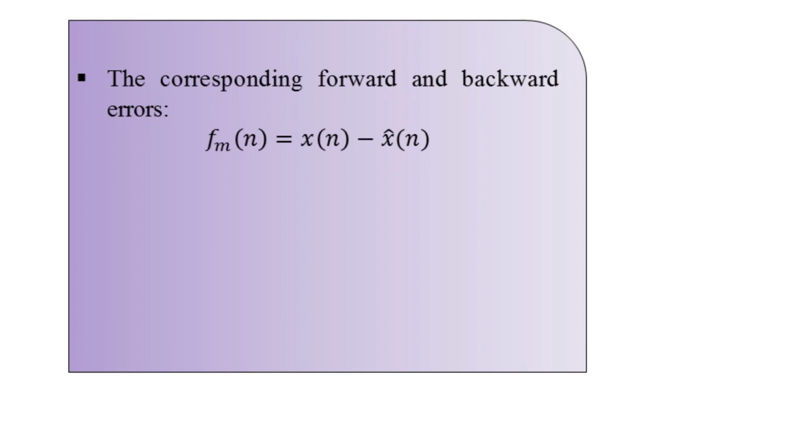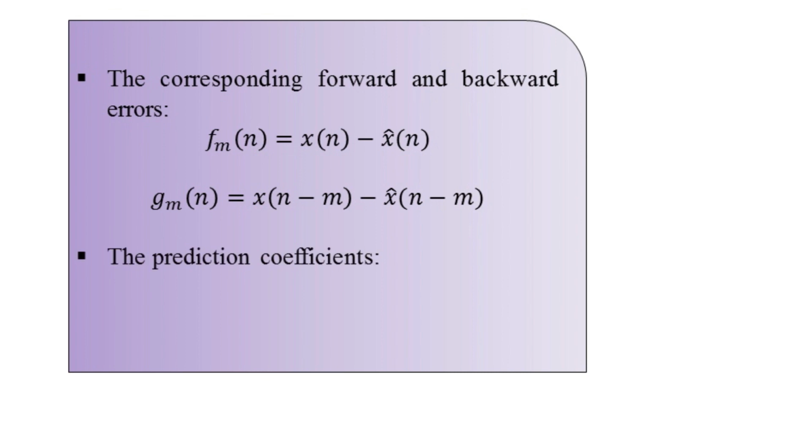And for the backward error, we have a subtraction, and this subtraction is known to be the error here. So g suffix m of n is equal to x of n minus m minus the estimate, denoted x cap of n minus m here. So in this representation, the prediction coefficients are denoted by a suffix m of k here, where this k is greater than or equal to 0 but less than or equal to m here, and this small m has the values 1, 2, 3 and so on up to small p.